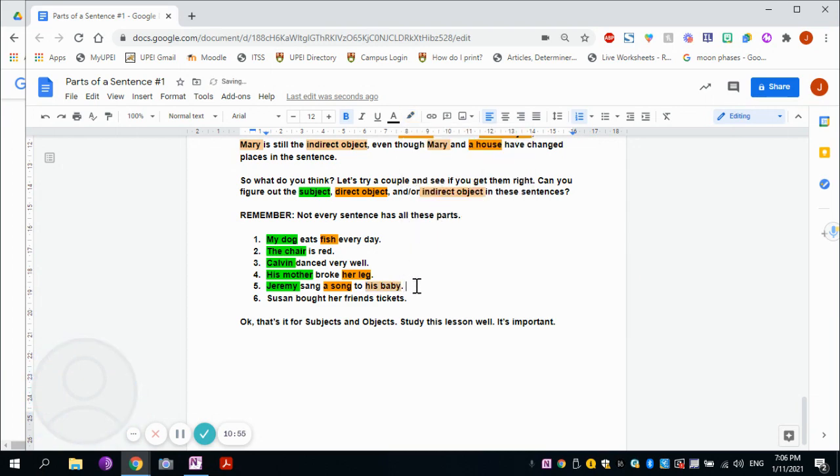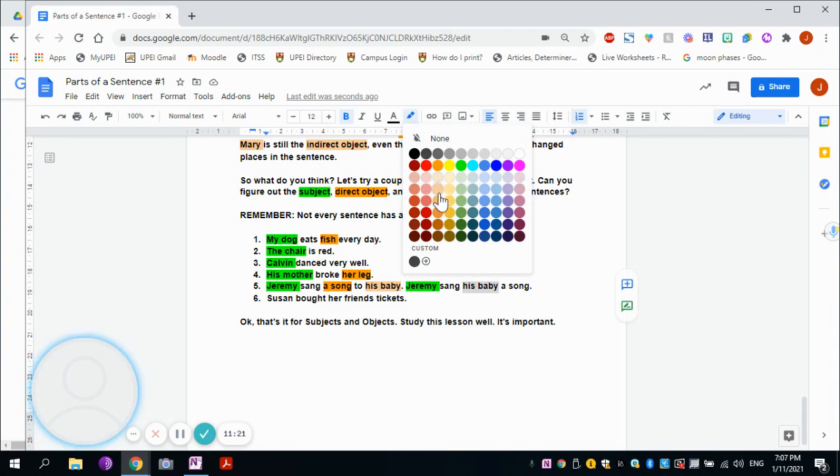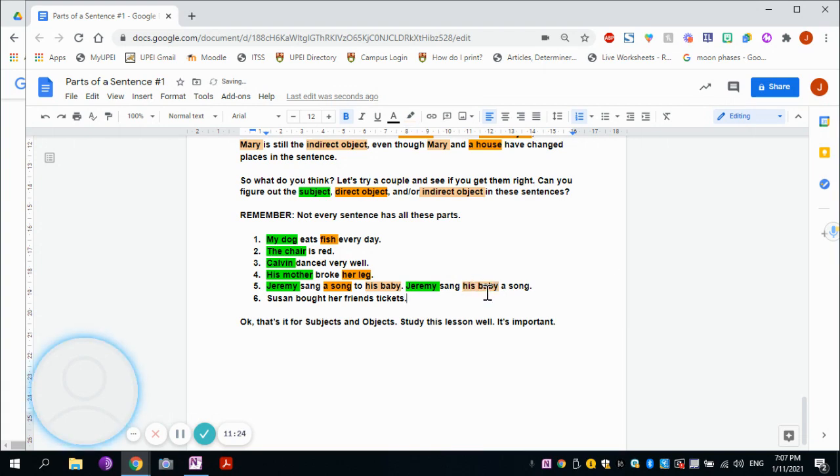We could rewrite this sentence. Can you guess how? We could say Jeremy sang his baby a song. And this sentence has exactly the same meaning as the first one. We're just saying it in a different way. But we have to remember that his baby is still the indirect object, and a song is still the direct object. Because Jeremy can sing a song, he cannot sing a baby. Okay?